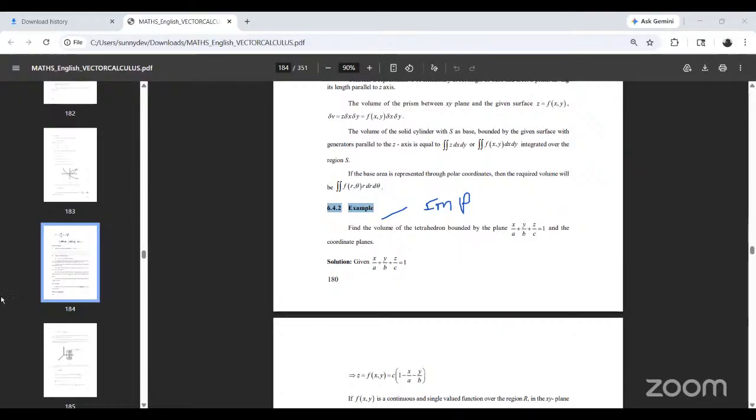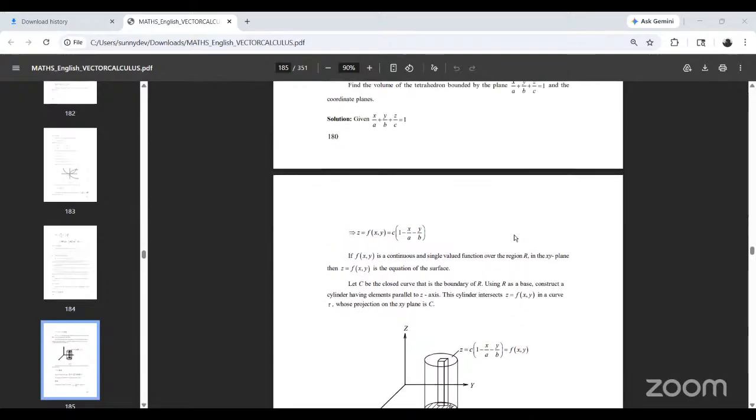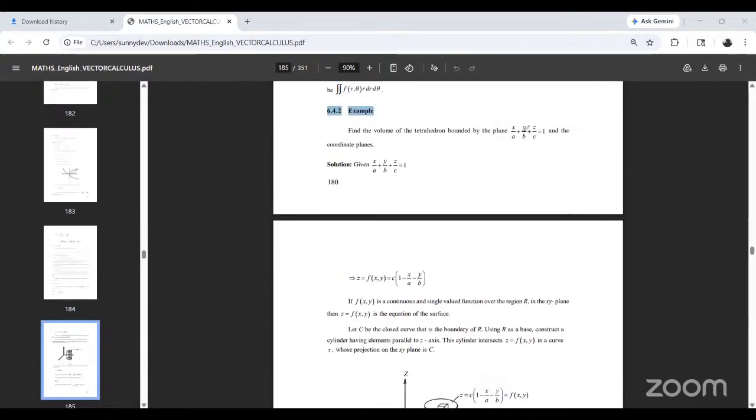So next, from here we can write z. z by c equal to 1 minus x by a minus y by b. So z equal to c into 1 minus x by a minus y by b. Then if f of x comma y is a continuous function, then we get this.